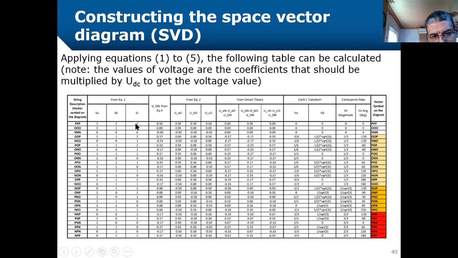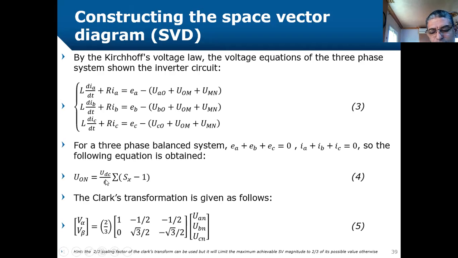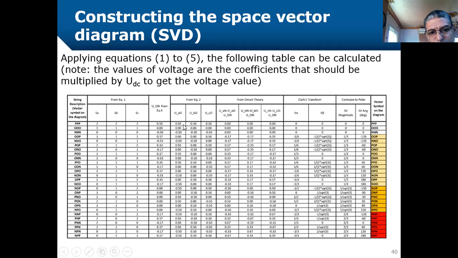So we get the summation minus 1, divided by 6, multiplied by VDC. So you can get UON, and if you say UAO minus UON, it will give you the UA with respect to N, which is the value we need to know. UAN, UBN, UCN are the three-phase voltages referred to the neutral point of the load or the grid.